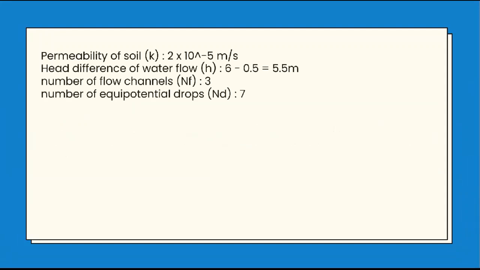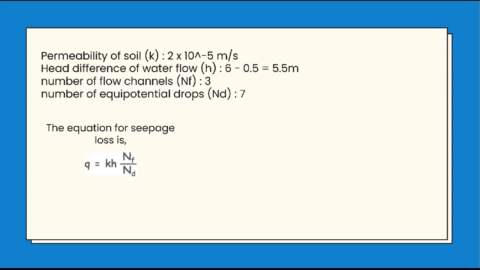First, let us state our givens. We have the permeability of our soil, which is represented by K, and this is its value, 2 times 10 raised to negative 5 meters per second. And the head difference of water flow, which is represented by H, is just the difference of the upstream and the downstream, which is 6 minus 0.5, or 5.5 meters. The number of flow channels, also represented by NF, is equal to 3. And lastly, the number of equipotential drops is equal to 7.